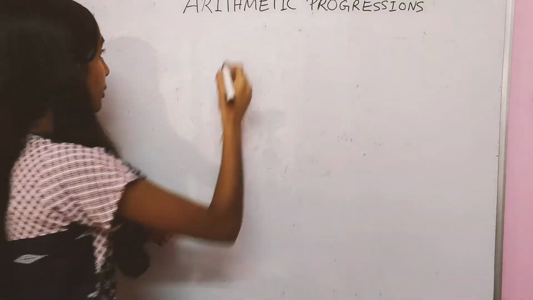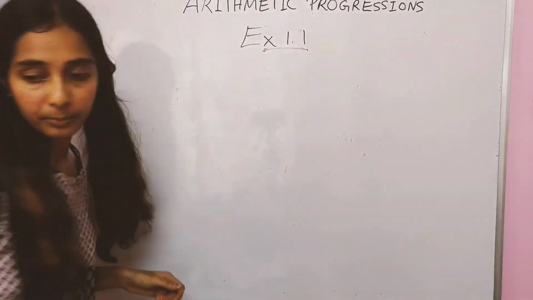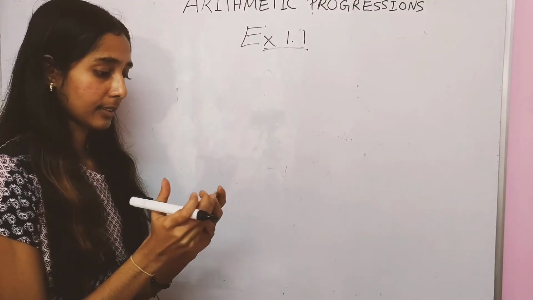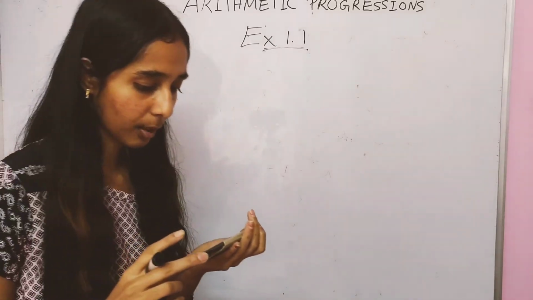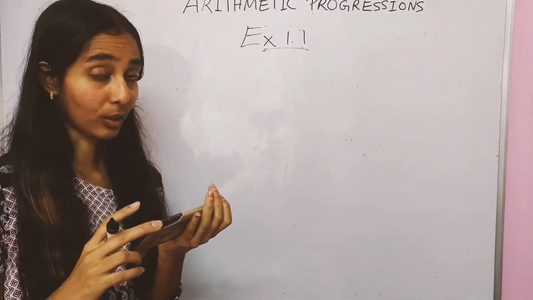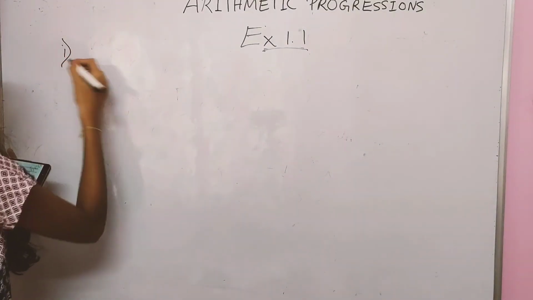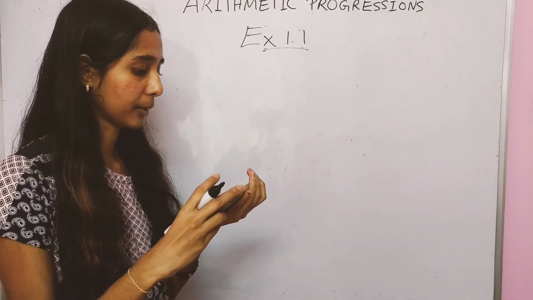Have your textbook with you so that you can refer it. I have the PDF of textbook. Let's start. First question, in which of the following situation does the list of numbers involved make an arithmetic progression and why? So first sub question, they have asked, does it make an arithmetic progression? Why does it make an arithmetic progression?